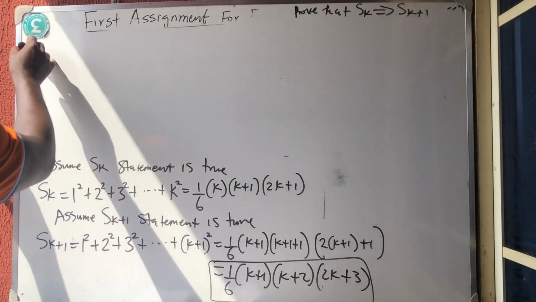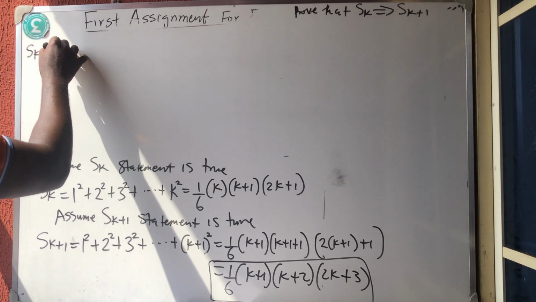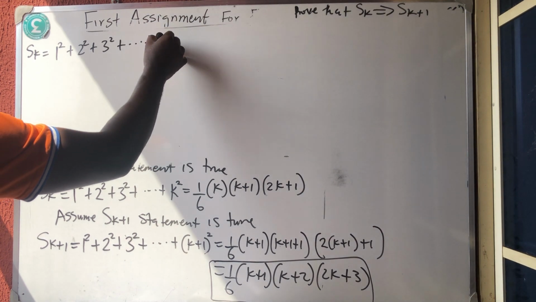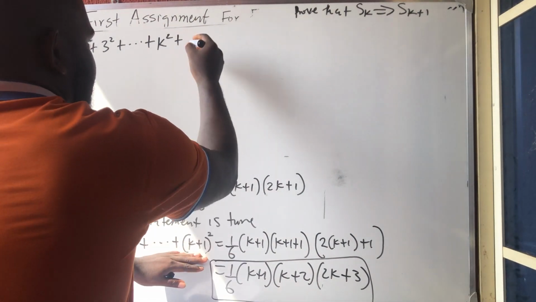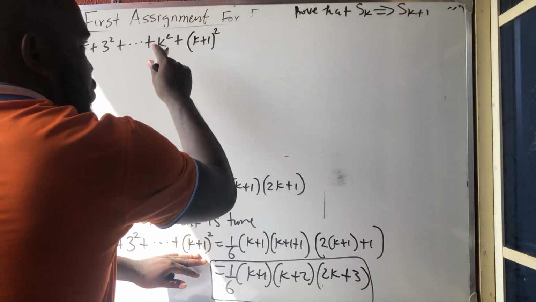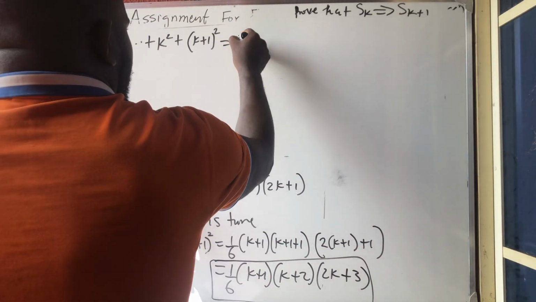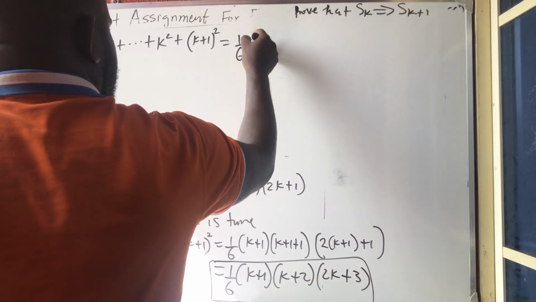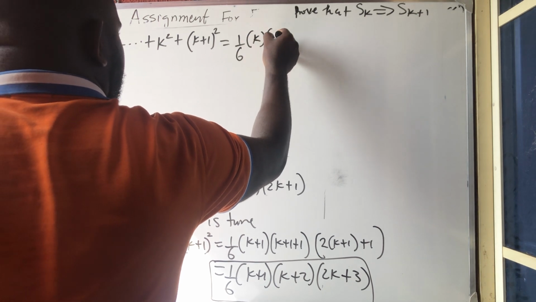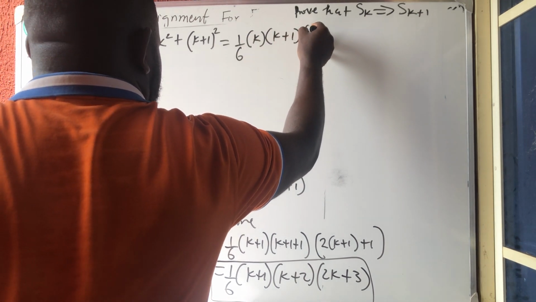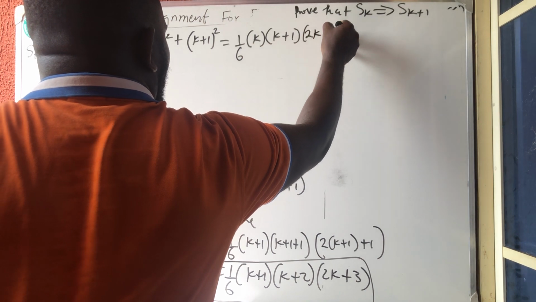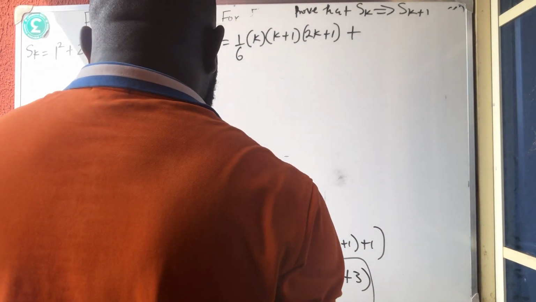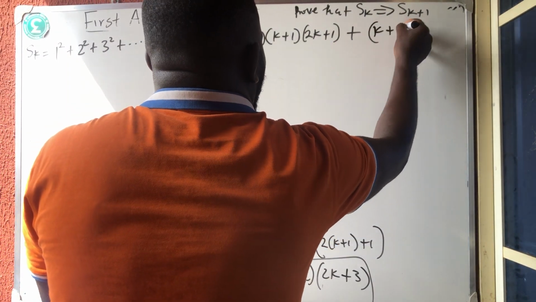So let us add. I have that my S_k is equal to 1 squared plus 2 squared plus 3 squared plus ... plus k squared. Now let me add (k+1) squared to the left hand side, and let me add it to the other side: 1 over 6 bracket k plus 1 bracket 2k plus 1, plus what am I adding? (k+1) all squared.